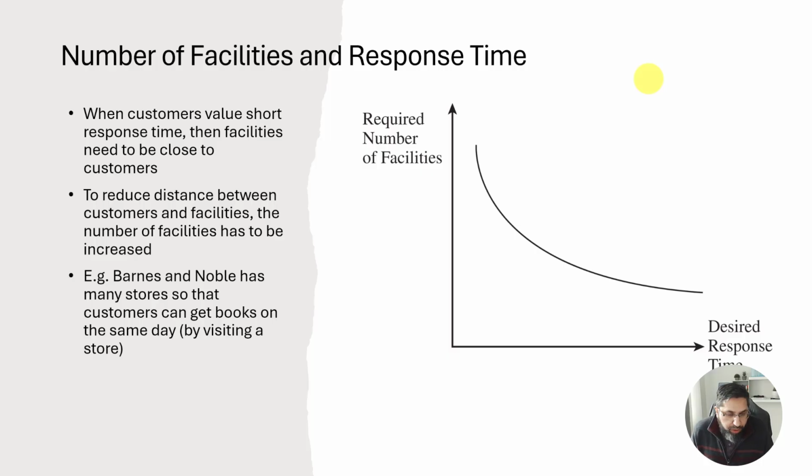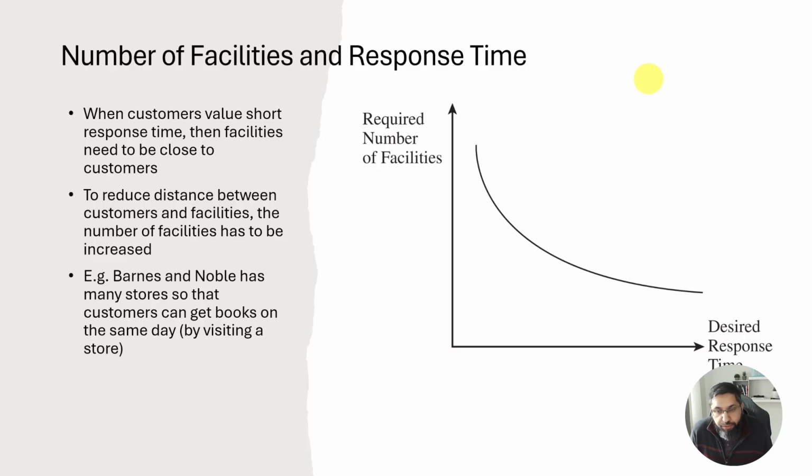The first relationship we're going to look at is the relationship between the number of facilities and response time to the customer. In this lecture, when we talk about number of facilities, we are talking about facilities where finished goods inventory is stored. So by increasing number of suppliers, you're not increasing number of facilities. By increasing factories, you're not increasing number of facilities for the purpose of this lecture. Here, what we mean by facilities are things like factories, if they store finished goods inventory, warehouses, distribution centers, retail stores, all of which store finished goods inventory.